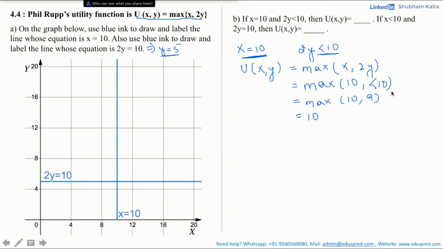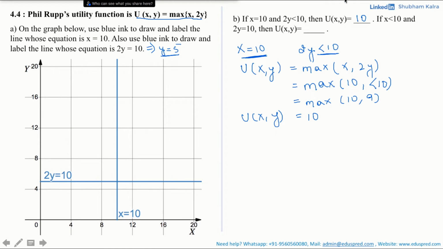You could have chosen a value very close to 10 as well. Suppose it could be 9.9999999, but again that value is smaller than 10. So the utility function will still take a value of 10. Thus, when x is equal to 10 and 2y is less than 10, your utility function takes the value of 10. So this blank will take the value of 10.